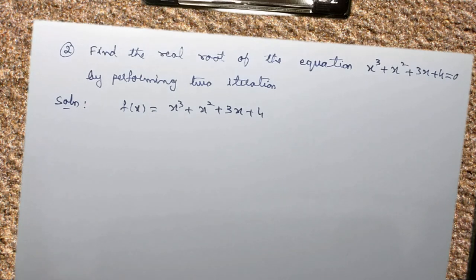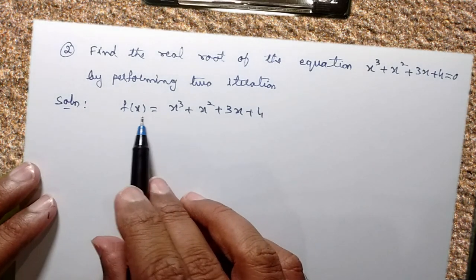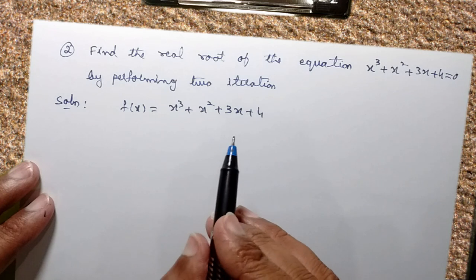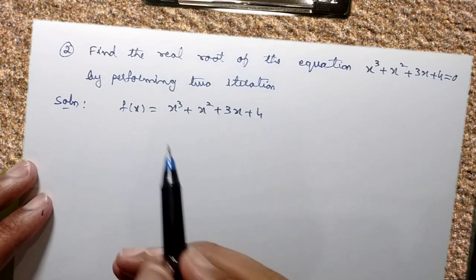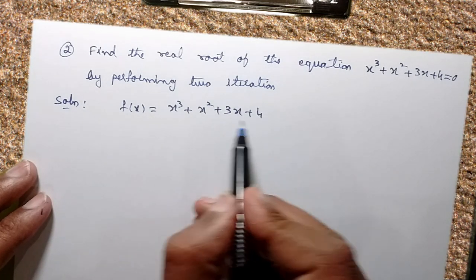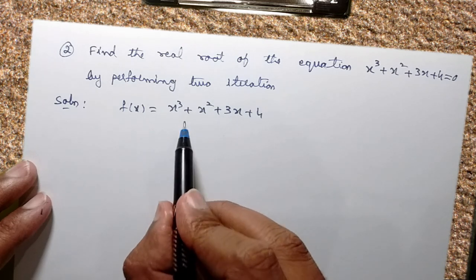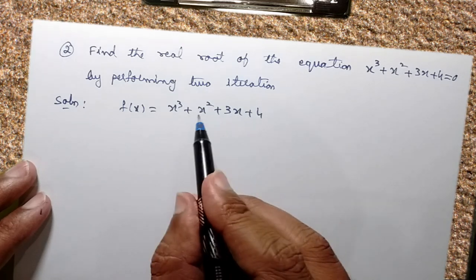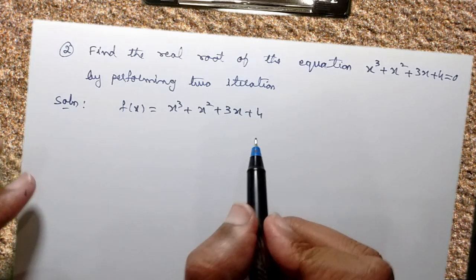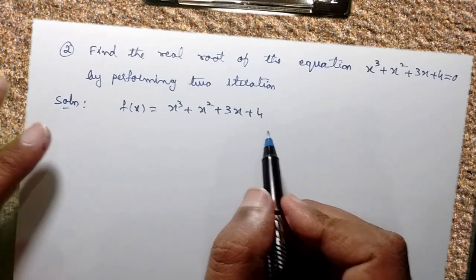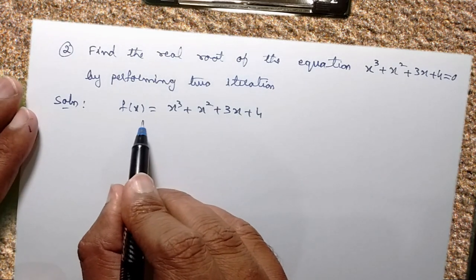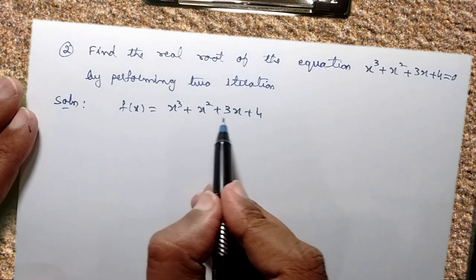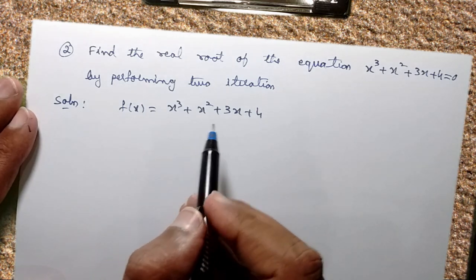Now we need to check by taking different values of x to find out the root. We want one positive and one negative value, but because all terms are positive over here, it is not possible to get one positive and one negative value. So therefore we'll try to check for negative values.